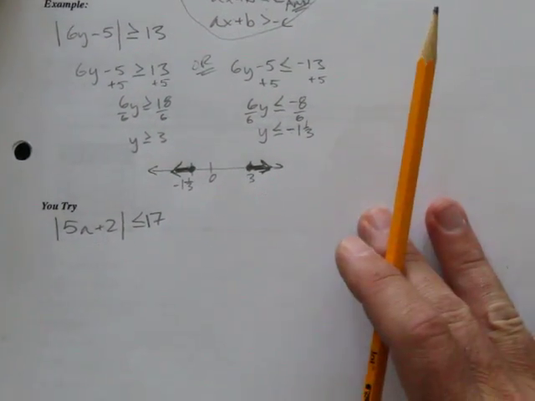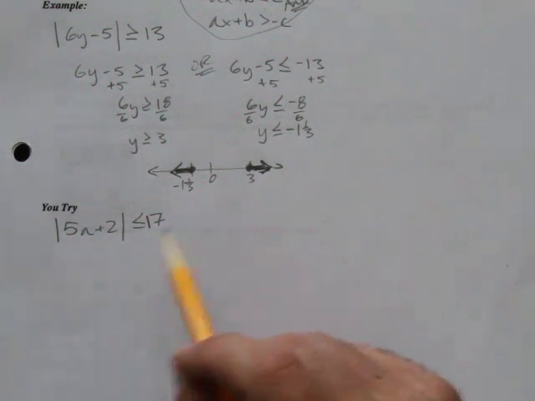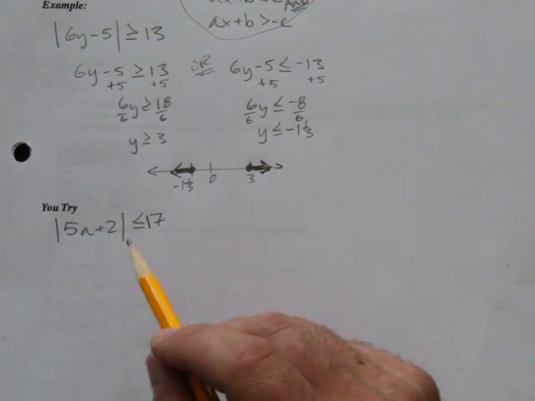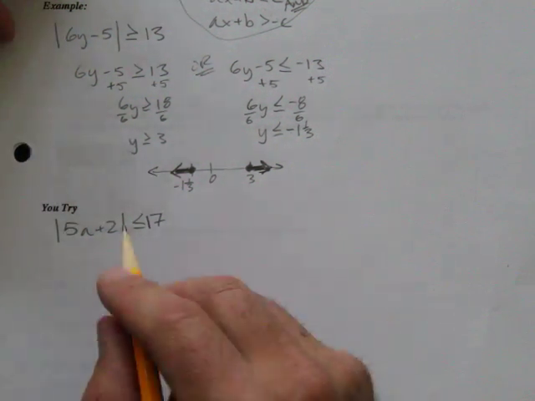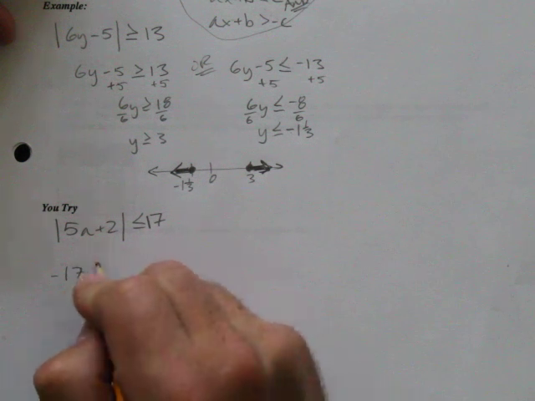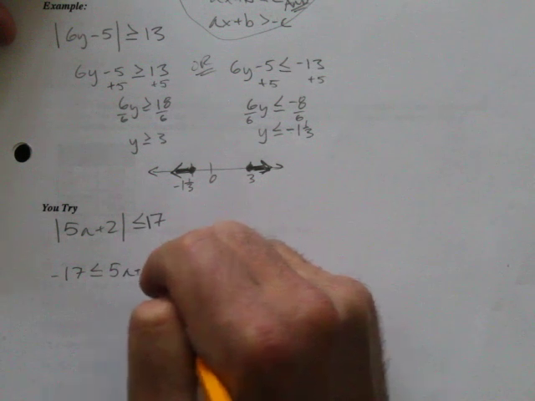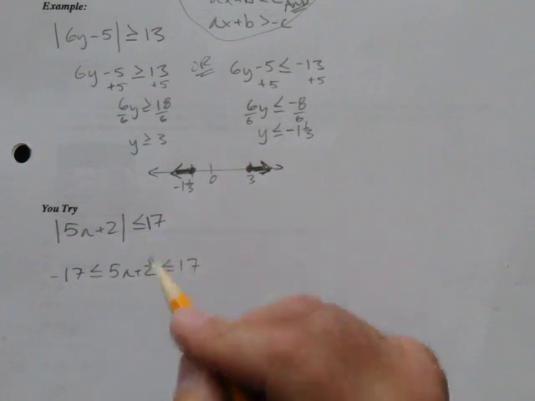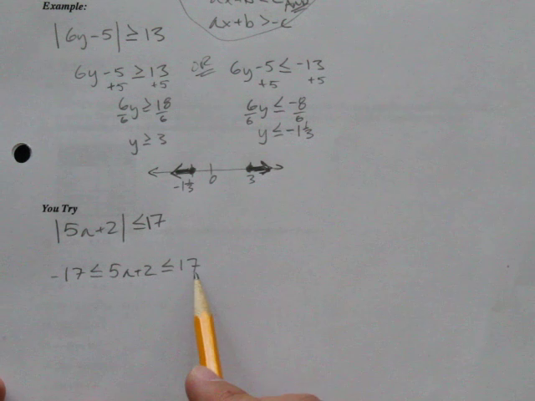All right, welcome back. So I'm going to set this up 2 different ways, just so you can see that they both work, but I'm only going to go through one of them. As we learned from above, this is an AND situation. So that means I can just take this negative 17 and say is less than or equal to 5a plus 2 is less than or equal to 17. Because that's less than. But who's going to remember that? So you don't need to do it this way if you don't want to.